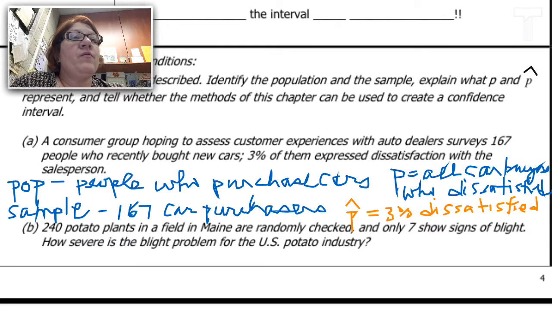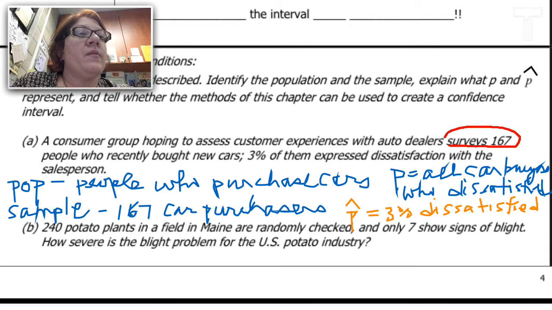And then in terms of whether or not I can use the rules or if I can apply the methods, there's a couple of things that are going on. Number one, I don't know about this random sample. It said surveyed, so that's kind of iffy. So iffy on the SRS.